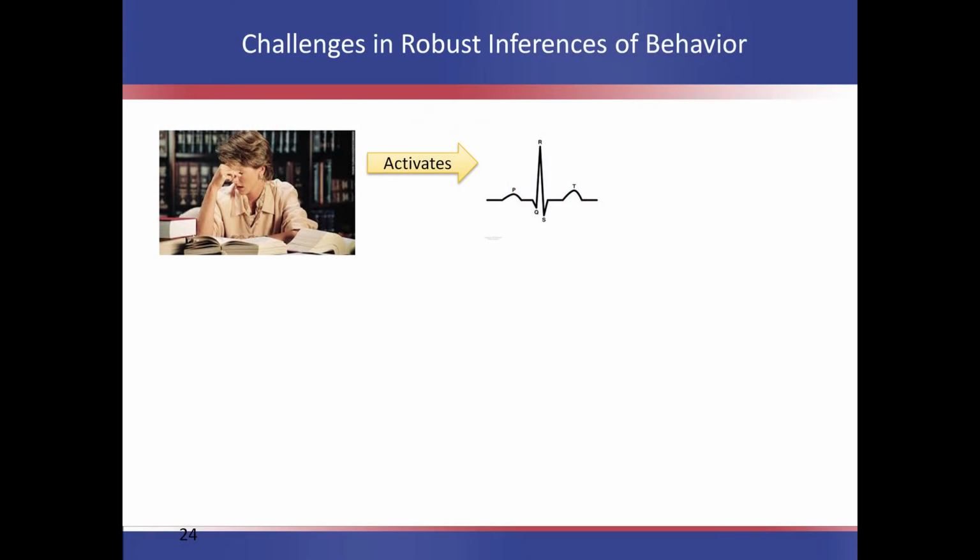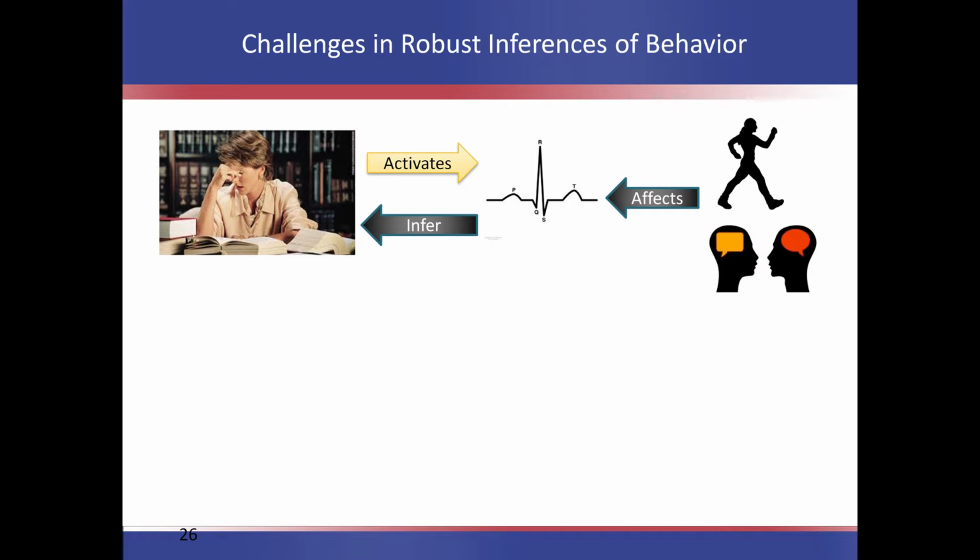So to further illustrate the challenge of inference, it has been known for over 100 years that stress activates the autonomic nervous system and its effect can be observed in ECG signal. So one would expect then that if we look at the arousal on the ECG signal, we should be able to infer that somebody is stressed.